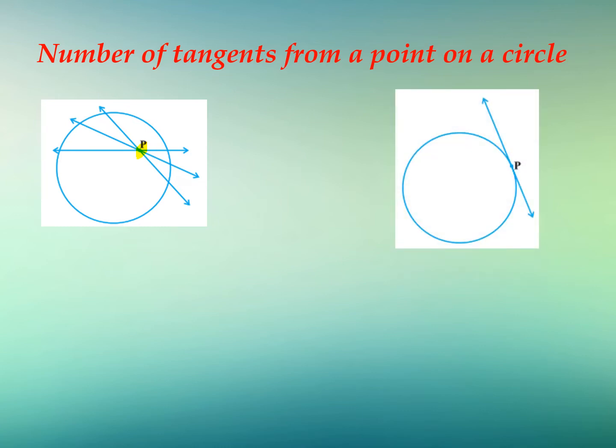And here is the next diagram where we have a circle and a point P. You can see there is a line that is passing through the point P and also the circle. So the intersection between the circle and the line is only one point, and that intersection is P here.